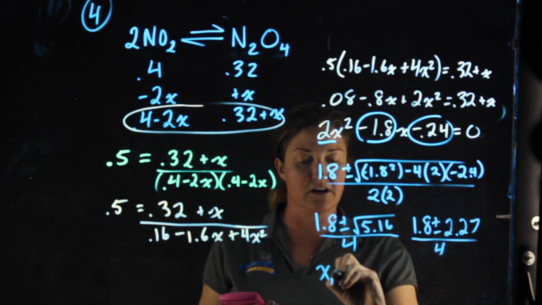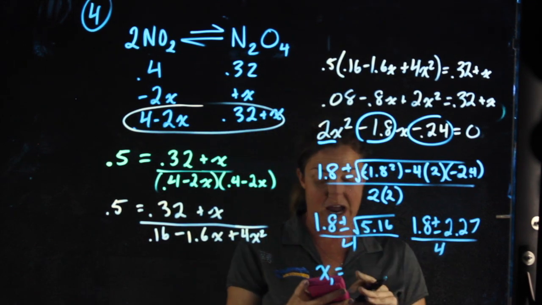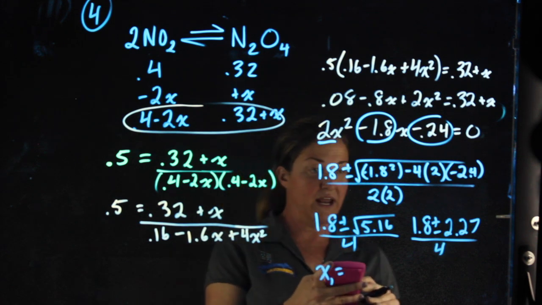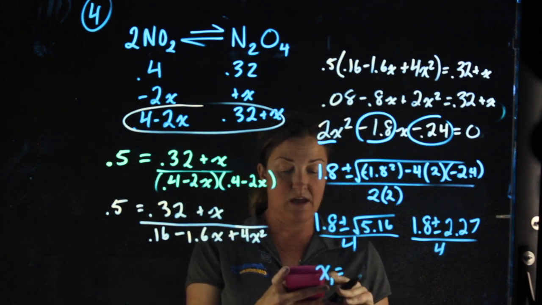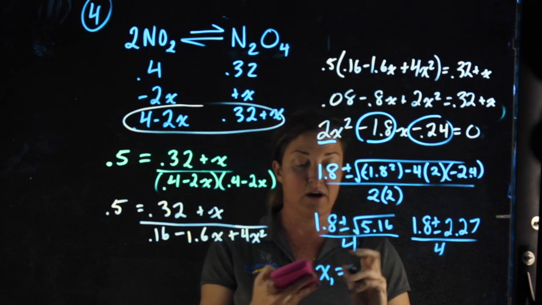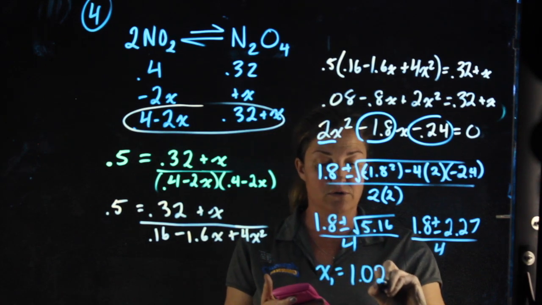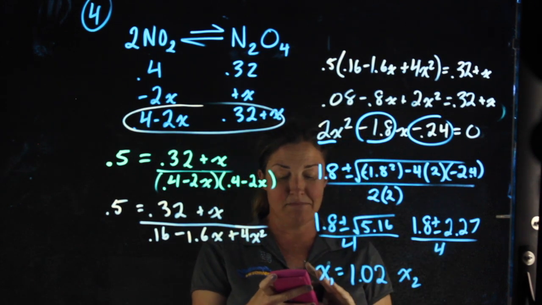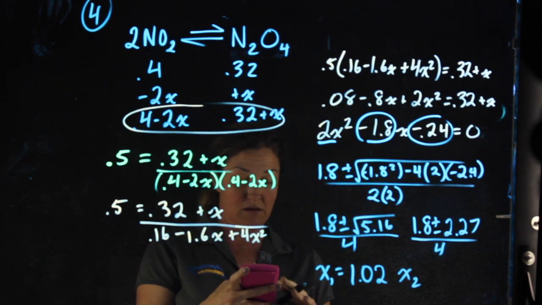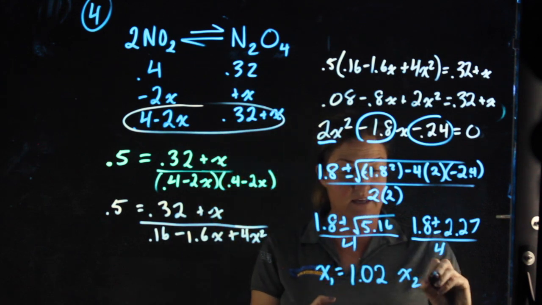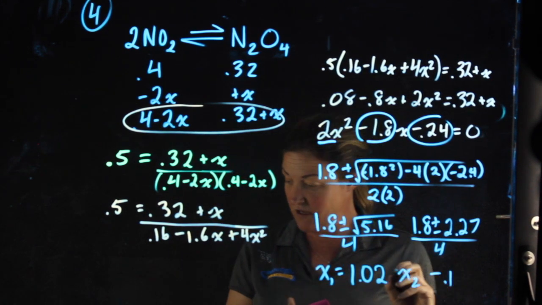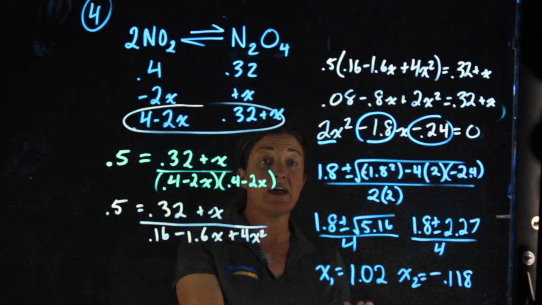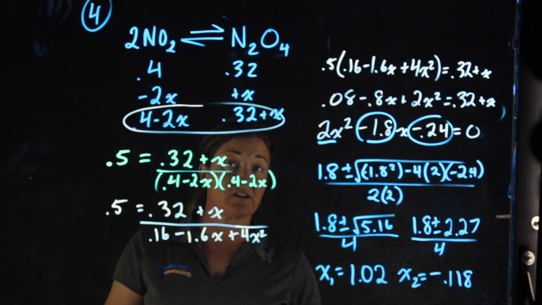I'm going to get 2 roots here, one when I add and one when I subtract. Adding 1.8 plus 2.27, divide my answer by 4, gives me 1.02. My second root, 1.8 minus 2.27, all of it divided by 4, gives me negative 0.118. Okay, so I have two roots. I need to decide which one works.